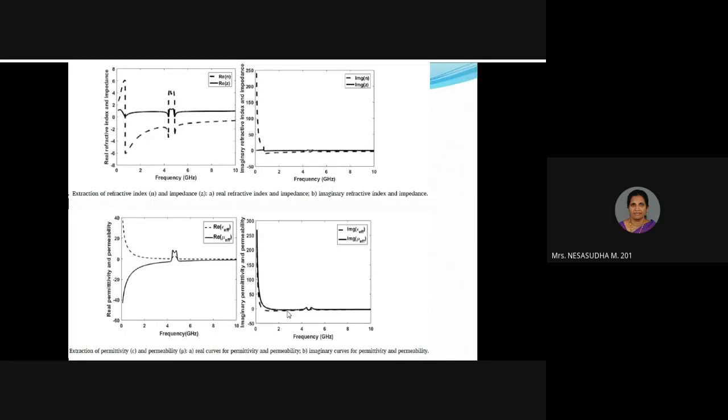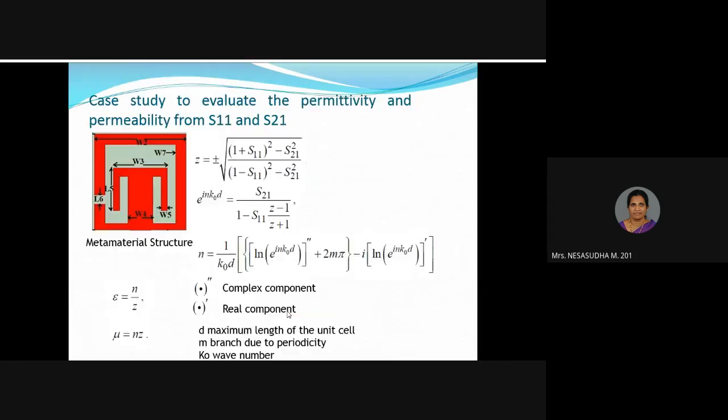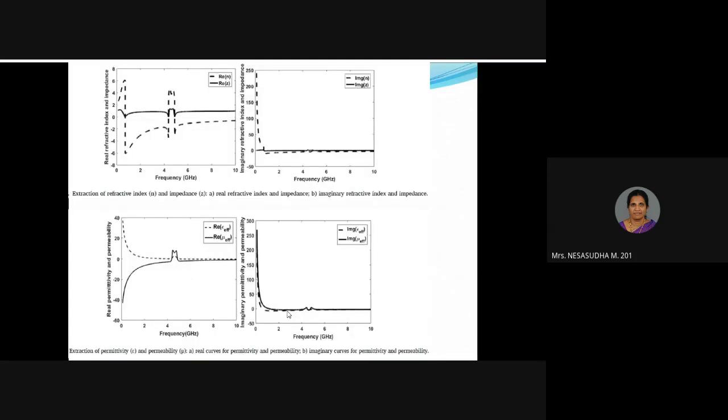So as usual, first we have to design the normal antenna. Then we have to put it through the unit cell analysis to find whether this unit cell follows the metamaterial property. If it follows, then I can go for the further steps.